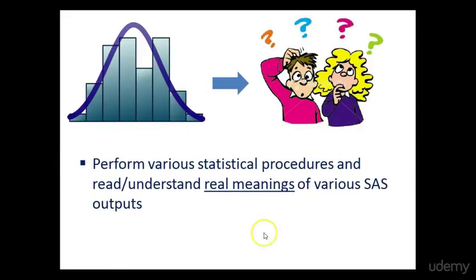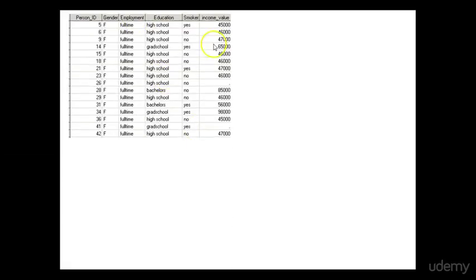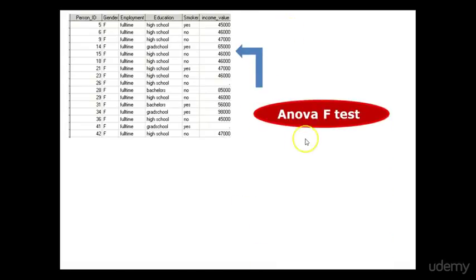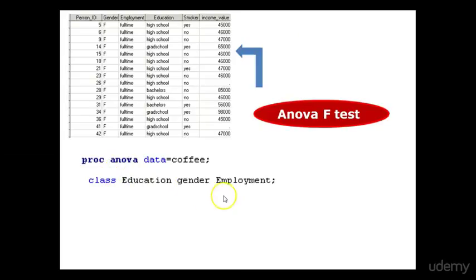And now we will perform various statistical procedures and read and understand real meanings of various SAS outputs. Follow me. Here's an example. We have survey data that we want to run an ANOVA F-test on by comparing the income based on the different levels of education, gender, and employment at the same time. So we use proc ANOVA to run an F-test.